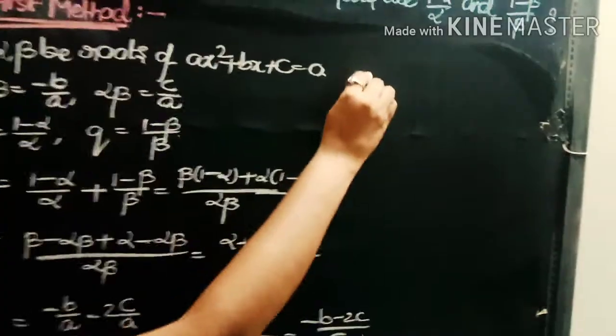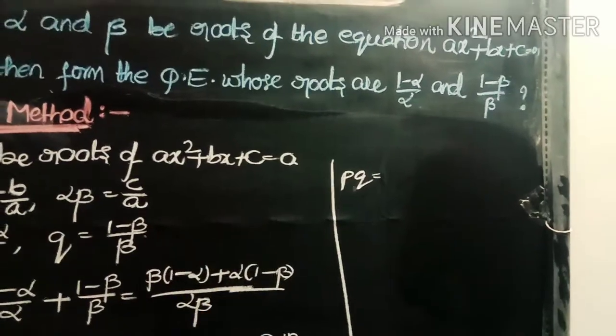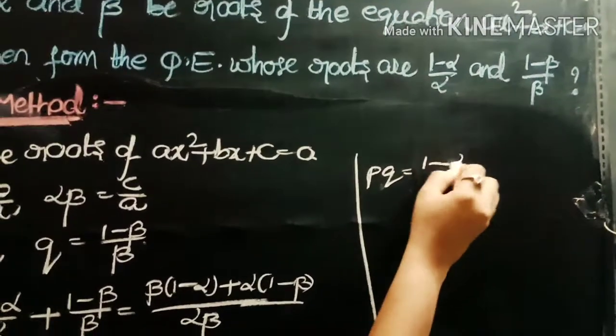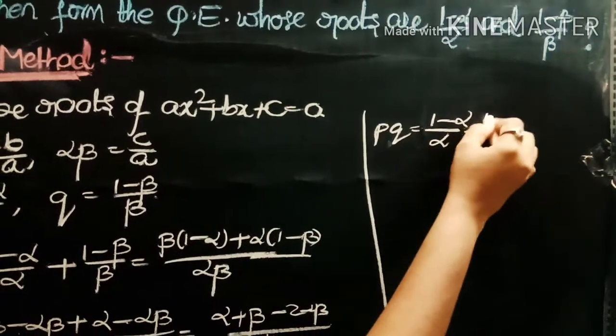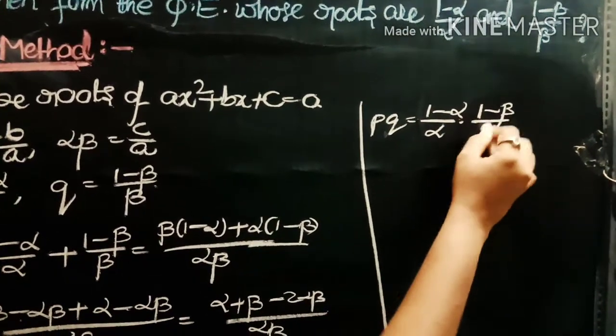Now we take the value of pq. The value of p × q is equal to the p value (1 − α)/α times the q value (1 − β)/β.